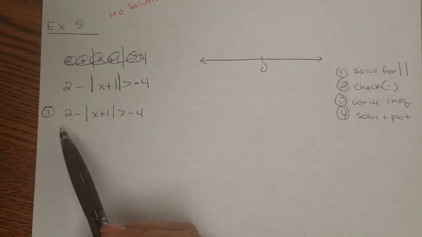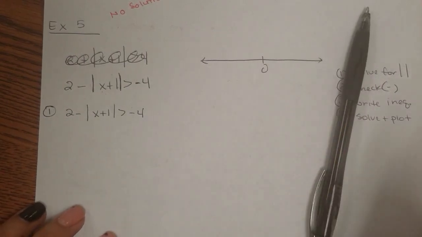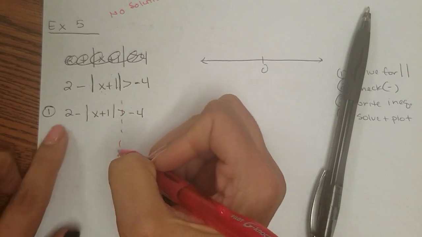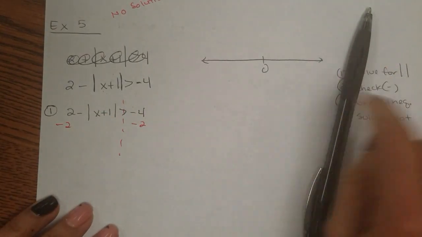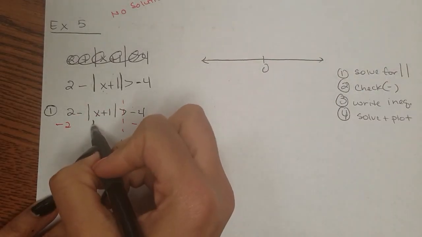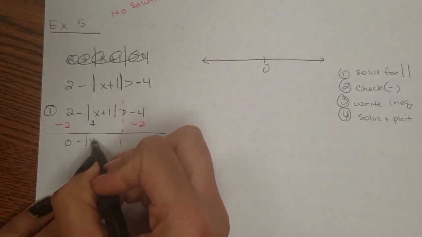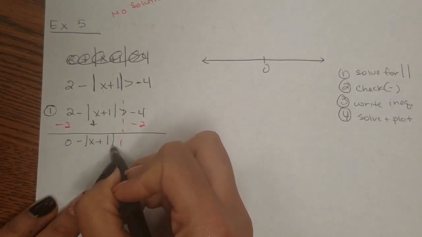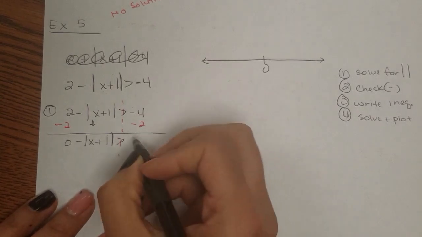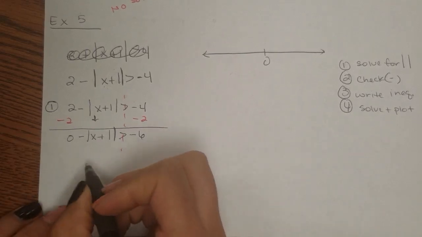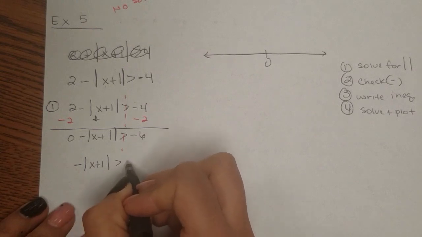So when you're solving inequalities, you're always going to work from the outside. So we have to get rid of this 2 over here. The first thing we're going to do is subtract that 2 on each side. This whole thing is just going to come down. So 2 minus 2 is 0, and then this negative absolute value of x plus 1 is going to come down. Greater than stays the same. Negative 4 minus 2 is negative 6. So I'm just going to rewrite it. Negative absolute value of x plus 1 is greater than negative 6.